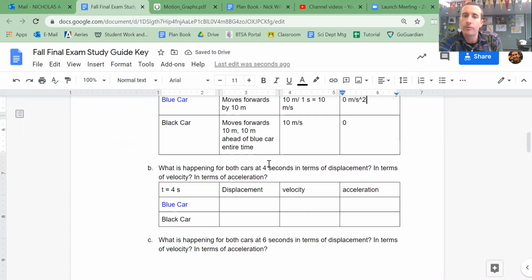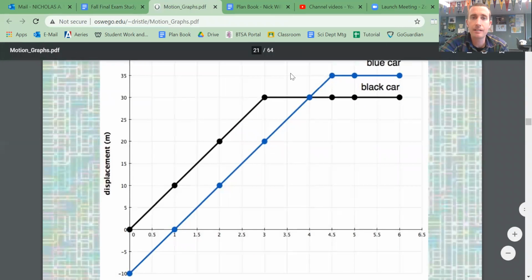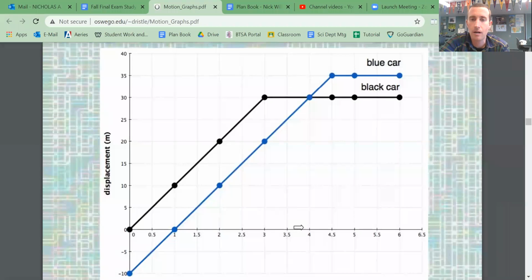Second piece, what's happening for both cars at 4 seconds in terms of displacement, velocity, and acceleration? All right, so let's take a look now at 4 seconds. So time of 4 seconds is right here. And that would indicate right up here, I'm looking at this point right in here. Okay, so for this point right there, I am going to see in terms of displacement, it looks like the black and the blue car are both in the same location. They are both at 30 meters right there. So both cars are at 30 meters.